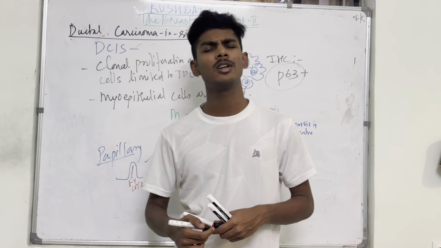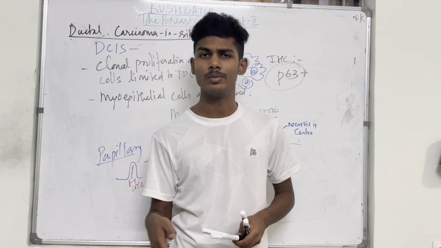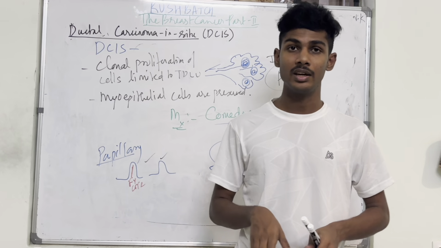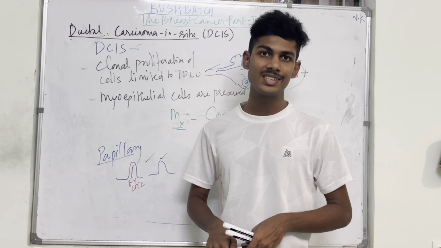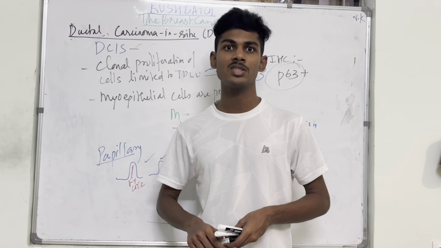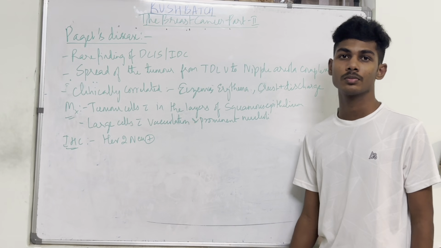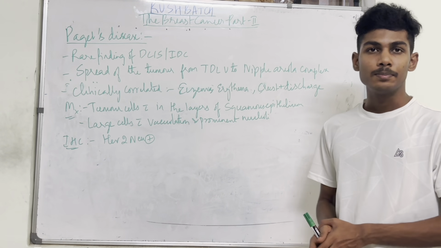This cribriform and papillary pattern, all these are low grade tumors, but this one is a high grade tumor. Are you understanding the DCIS? Will you write the points on DCIS now for your exam? Let us discuss the next one, Paget's disease. Already I explained Paget's disease.